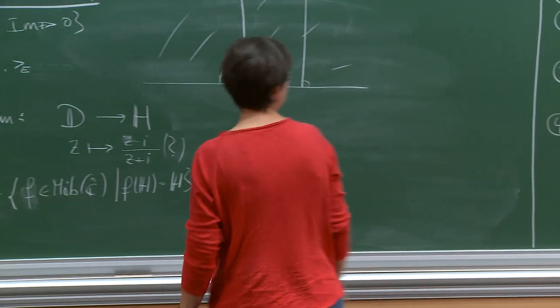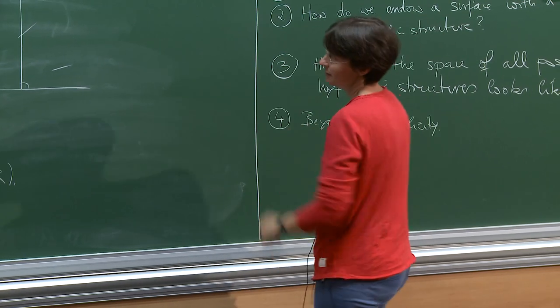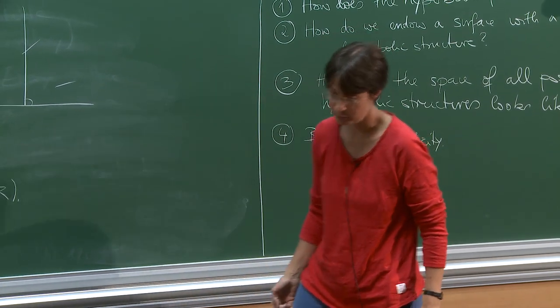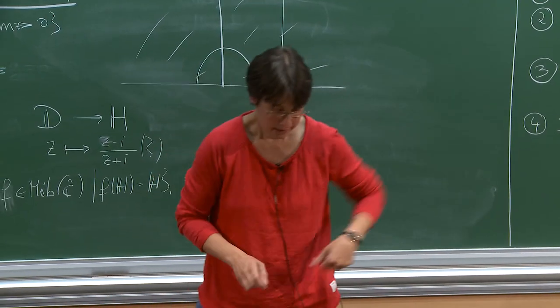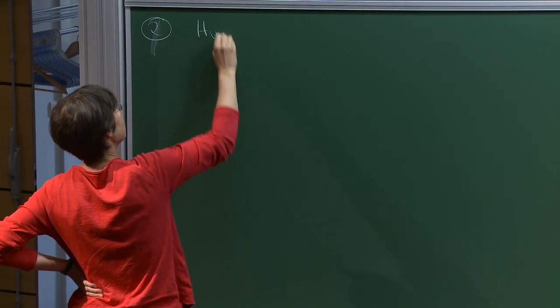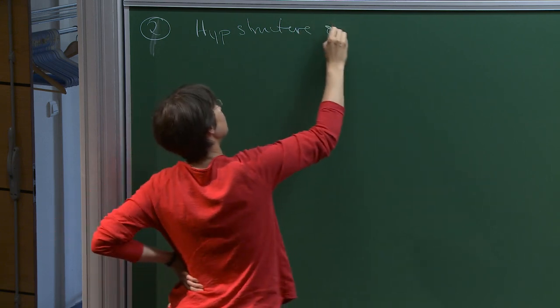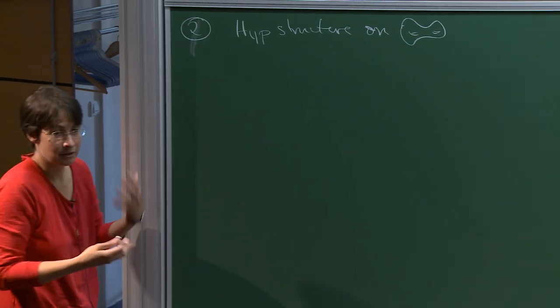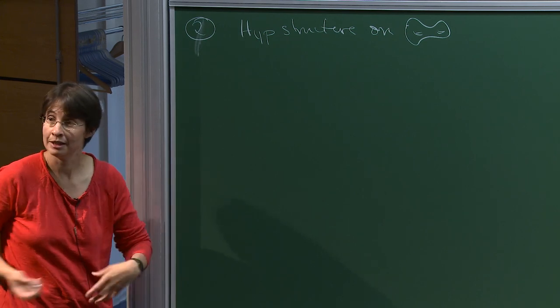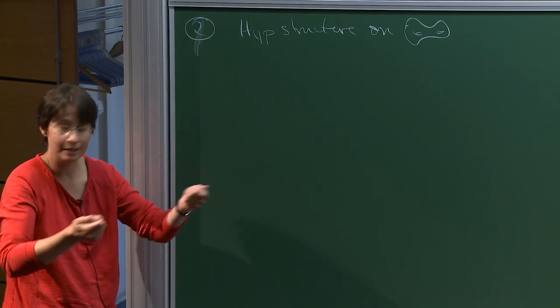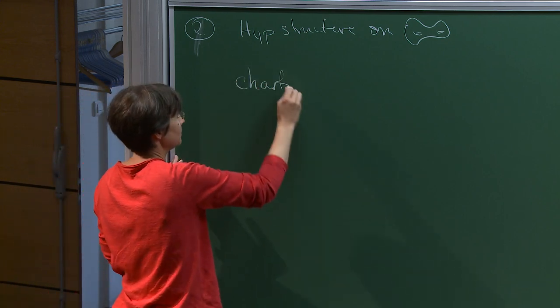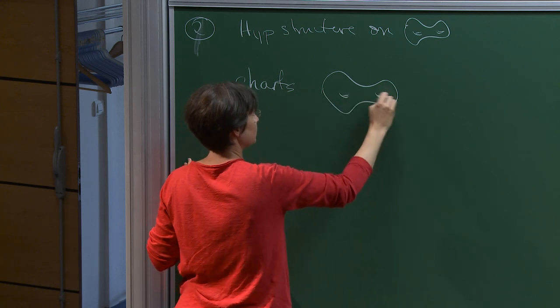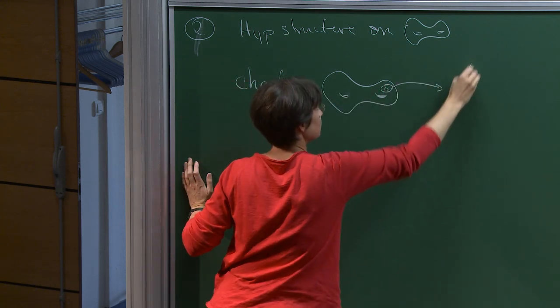Okay, so now we have the hyperbolic plane. Now we want to look at how we can endow a surface with a hyperbolic structure. Let me write: hyperbolic structure on a surface. The first thing, which is in some sense the way we thought about it right in the beginning, is to create an atlas: to take charts on your surface and put them in the hyperbolic plane, with the coordinate transformations being isometries of the hyperbolic plane. So put this in H2.